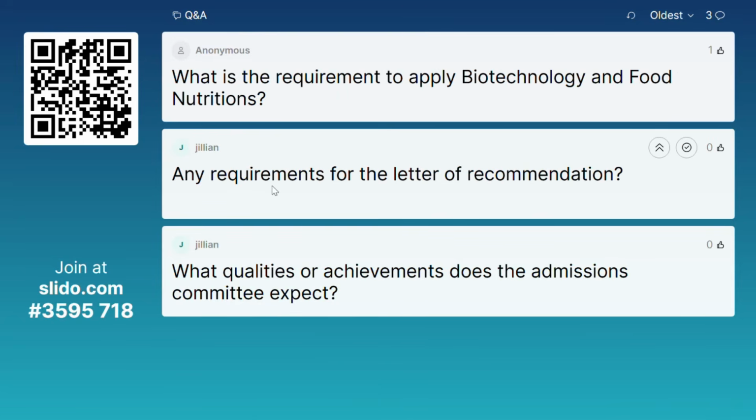Okay, last three questions. What are the requirements to apply for biotechnology and food nutrition? Again, this kind of information is available on our website. You can see, other than the common documents, what the requirements are for these departments. Biotechnology and food nutrition are English-taught, so you will need to submit your English language certificate. Also, if you apply for an English-taught program, everything you submit has to be in English.